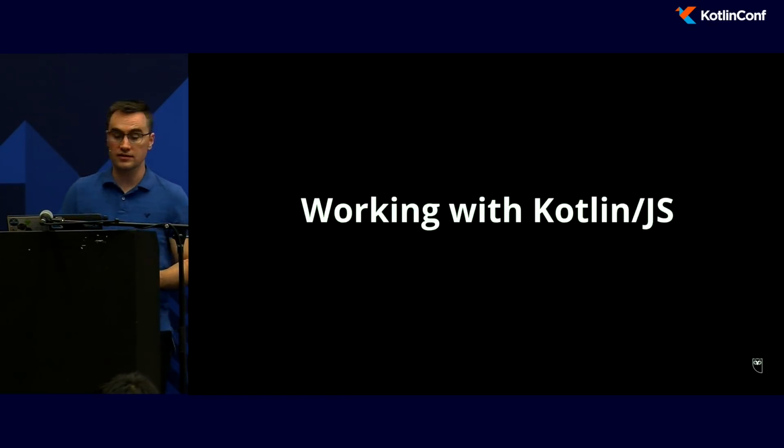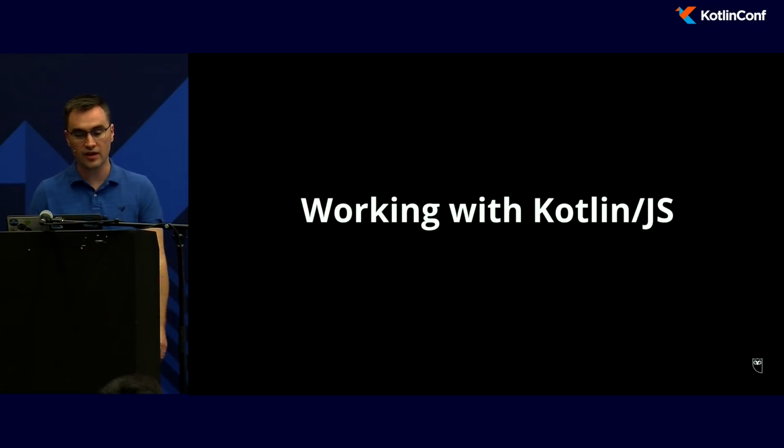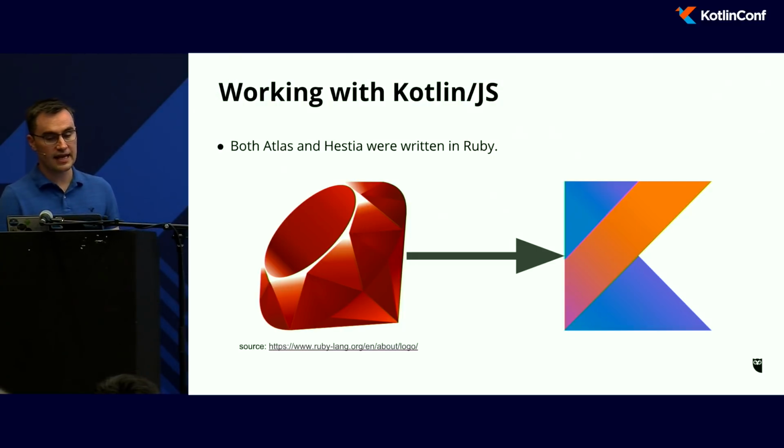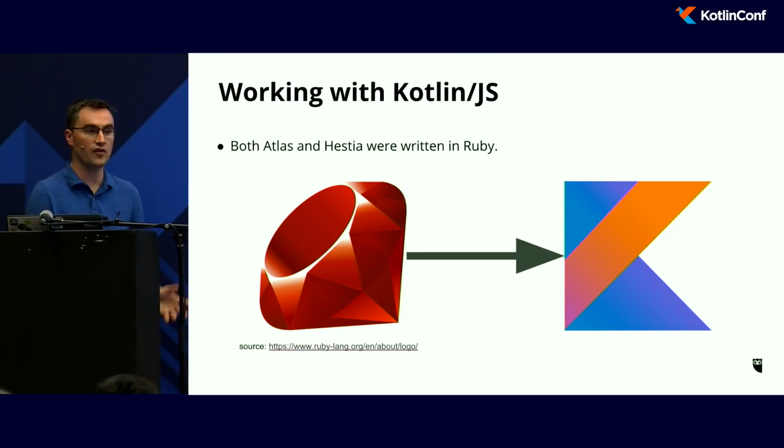So now, after I've talked a little bit about the tools, I'd like to talk briefly about my experience with Kotlin.js coming from Ruby. As I said, both Atlas and Hestia are written in Ruby, my default scripting language for a long time. And rewriting in Kotlin.js was a very interesting experience.